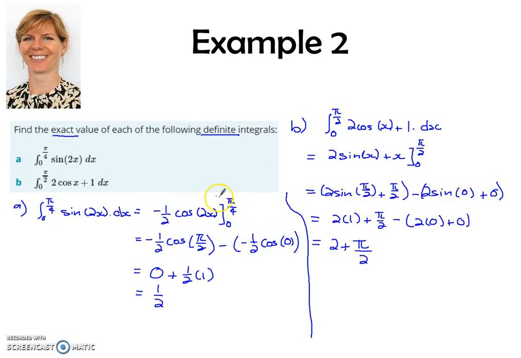The only problem being that a question like this would be in the non-calc section. So when you're studying, it's a really good idea to do these by hand and then use your ClassPad to check. Make sure you get the answer right.